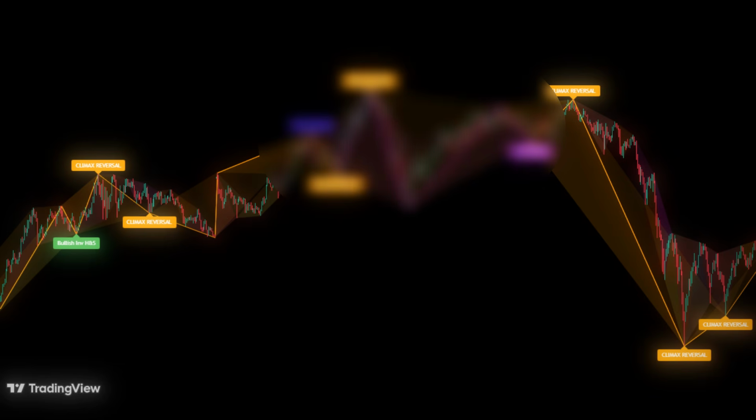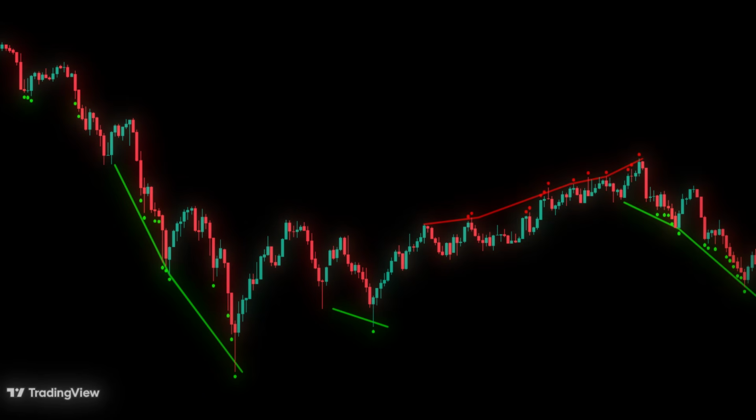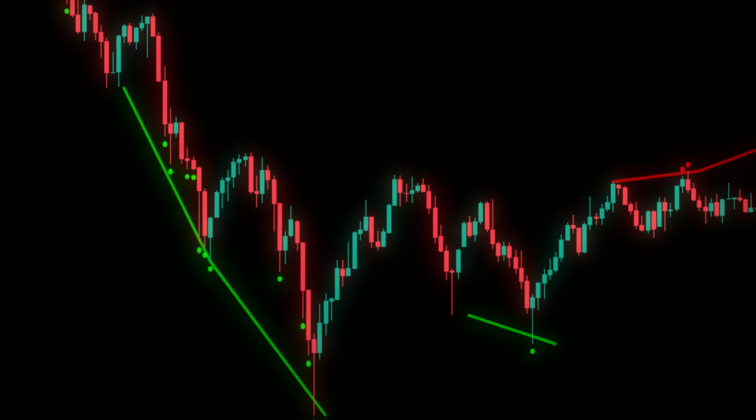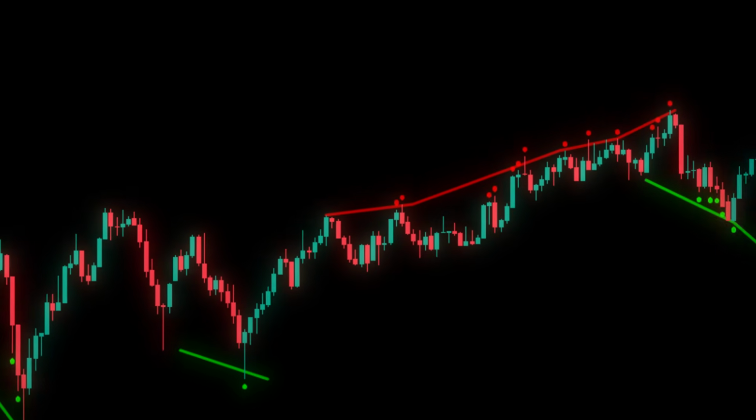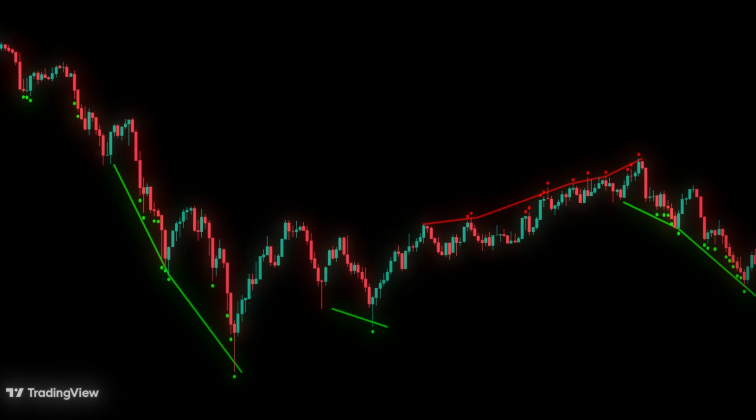Let's get into it. Here's the thing about standard divergence indicators. They're not wrong about divergence existing. They're just useless about telling you which divergence to care about. Think about it, if every swing generates a dot, you're not getting a signal. You're getting noise dressed up as a signal. And noise with a pretty color is still noise.